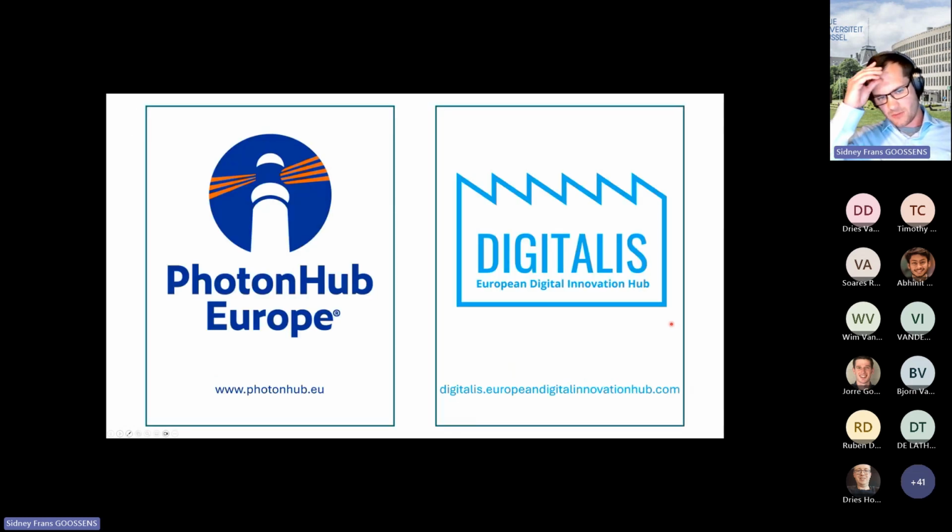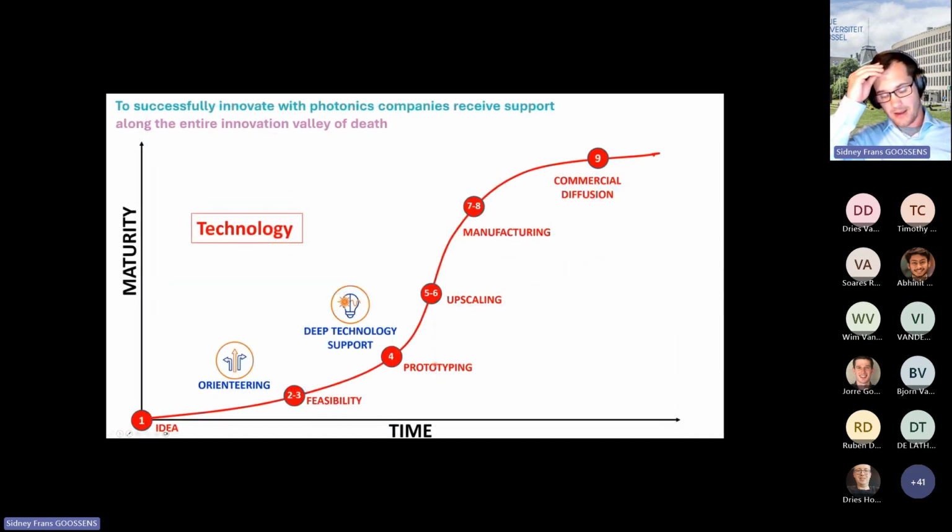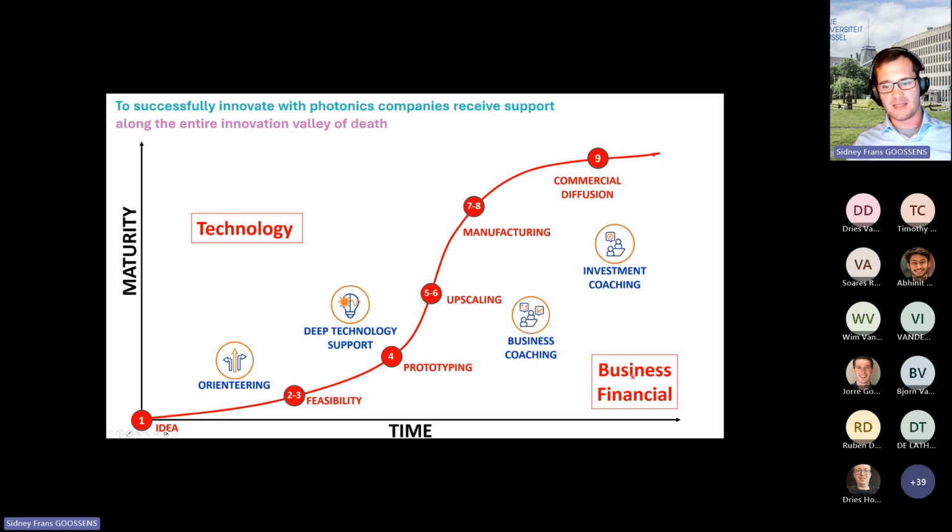Now, I want to also mention that we are active on different platforms that focus on innovation and help for photonics. If you want to include photonics in your company or in your product, have a look at these platforms, Photon Hub and Digitalis. They offer support not only on low TRL levels in orienteering, scouting and technology support, but also financially and at different stages also on business coaching and investment coaching. And we even organize demo centers on how to use optical fiber sensors, etc. So certainly have a look.